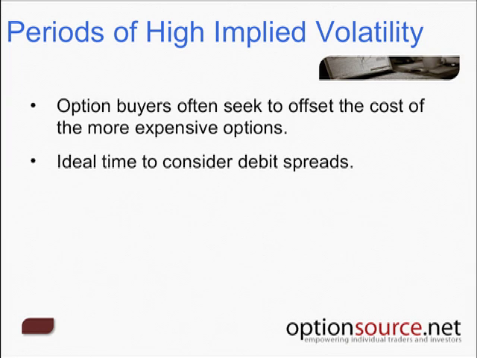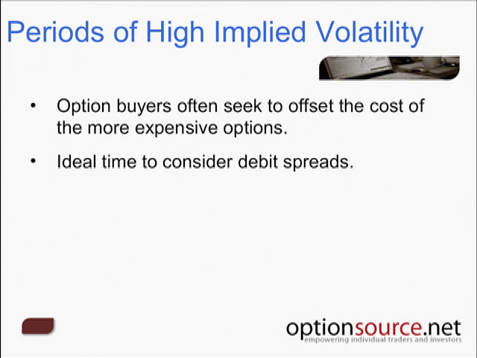So what happens is, for buyers, we're looking at perhaps paying a little bit more than we expected. So we want to offset the cost of the more expensive option contracts. So it becomes an ideal time to consider debit spreads. Now, as I mentioned, even though implied volatility on many of these pair values is closer to the historical highs, but not quite there yet, these debit spreads offer us a great opportunity to lower our cost basis, lower our risk exposure, and lower our break-even points.